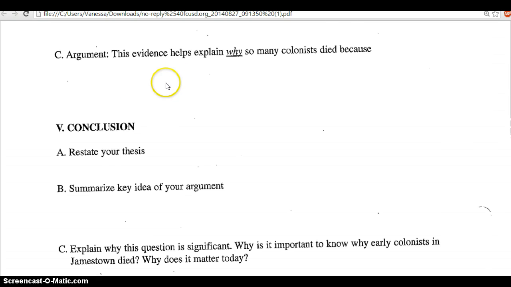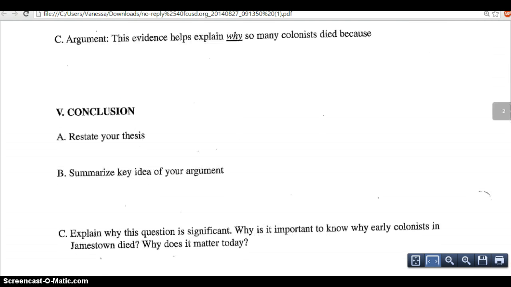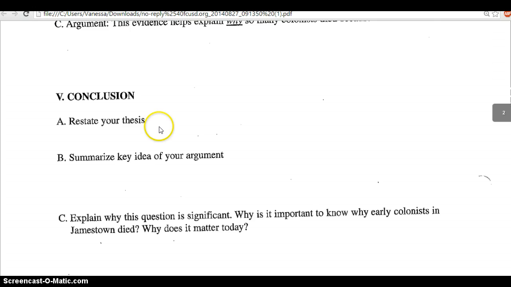So don't forget to tie that into your thesis. And then you're going to wrap it up on the bottom here. You just restate your thesis, which is those 3 main reasons why you are saying that early settlers in Jamestown were having a difficult time. Go back and look at some of your key arguments, your key points that you used. And then your last thing here, why does it matter?